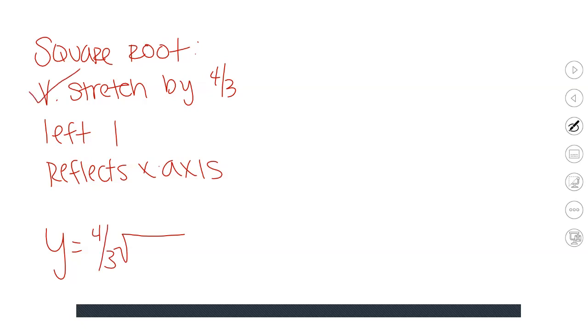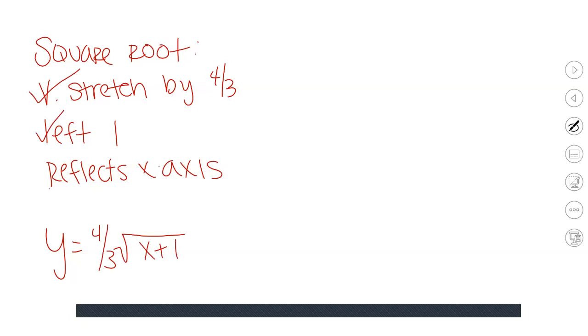Left 1, where does that go? Inside. What's it going to say? X plus 1. You have to have an X inside. If you don't have an X, then it's not an equation. It doesn't work.